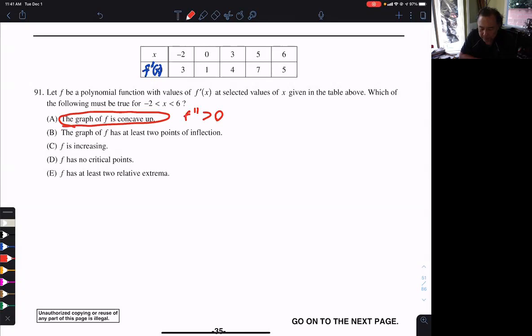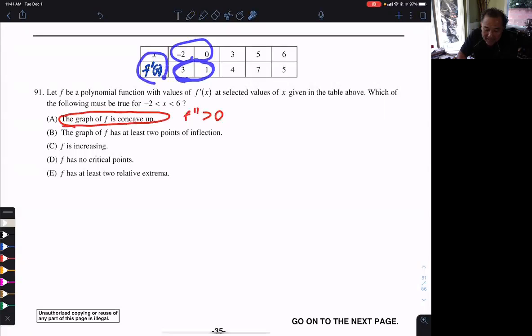Is that true? And you might think, how am I supposed to figure that out? I only have the first derivative. How do I know anything about the second derivative? But check this out. Are you ready? Here, if you were to find the average rate of change there, no, I'm not going to go that route. I'm going to go a different route. Do you agree that f prime at some point must decrease if it goes from 3 to 1? Right? Somewhere between -2 and 0, f prime was decreasing.